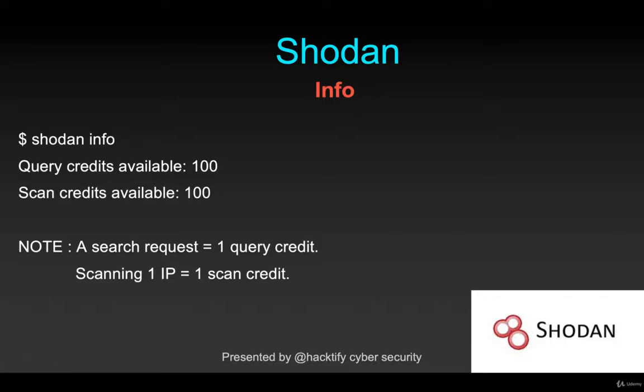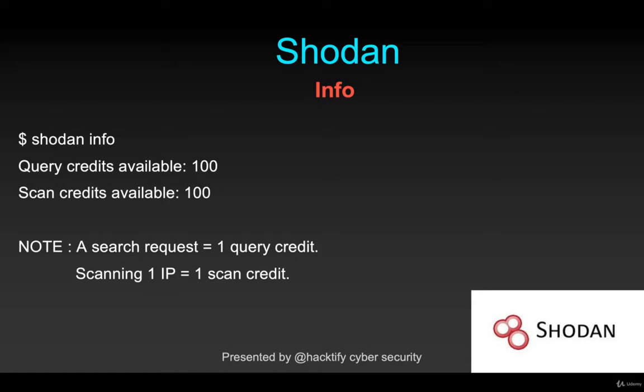Hello everyone. So after you have installed Shodan, successfully given the API key and initialized it, the next step is to check the information about your account. For that, you can just type the command shodan space info and you will get the information about your account. What kind of information are you going to get?